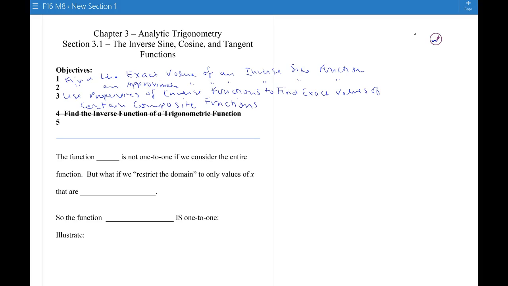Then we're going to skip the find the inverse function of a trig function. That's the derivation of this idea. We just need to know how to use it. So the last thing we're going to do is to solve equations involving inverse trig functions.